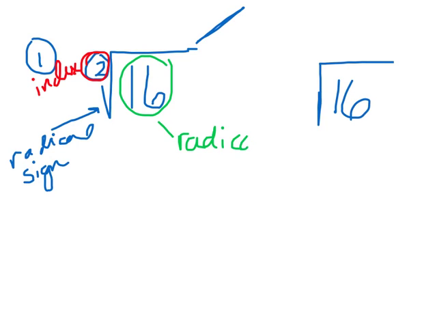I circled it in green. It's called the radicand. Most of the time, I never use index and radicand. You know, I'll say, oh, it's the square root. It's the number under the square root. You might see it in a book, but most of the time teachers don't think to use those mathy terms.